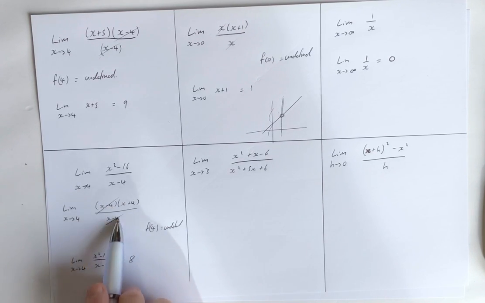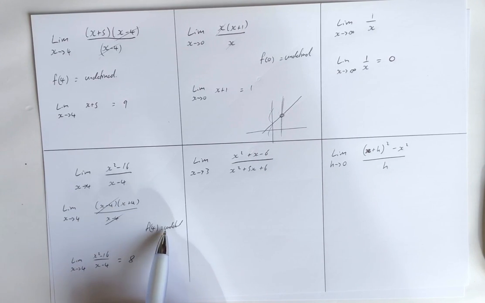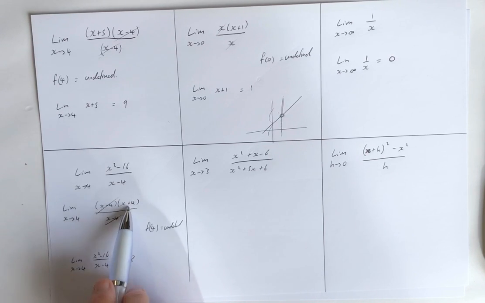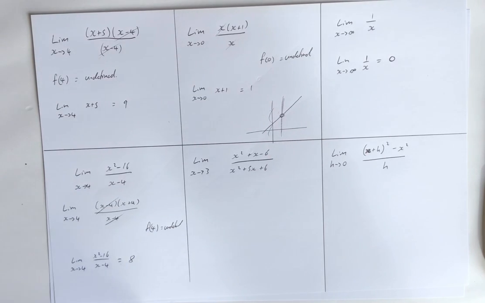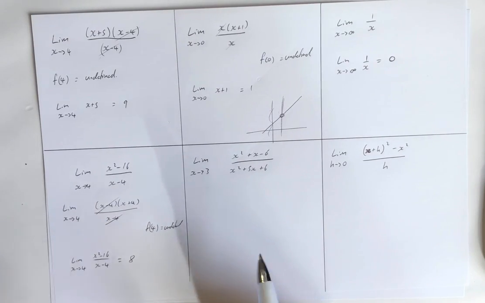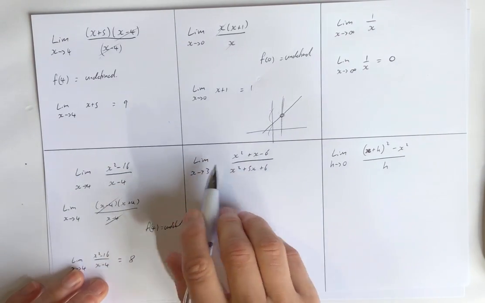But once we've done that division and made that observation, then we can say it's going to 8, because that would be left with 8 as we got closer to 4. So hopefully this is starting to make a bit of sense. So it's not really any harder now. You just have to factorize the top and bottom.